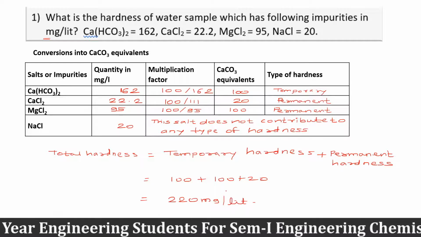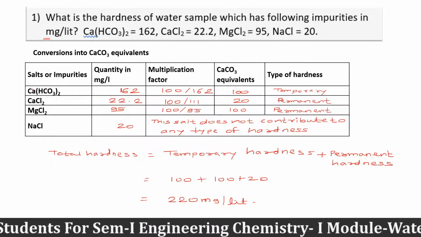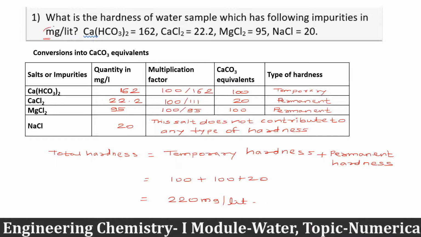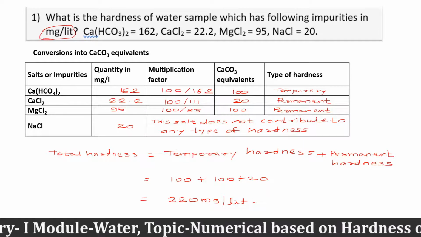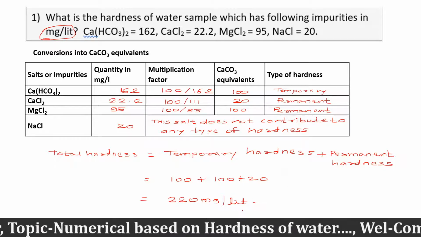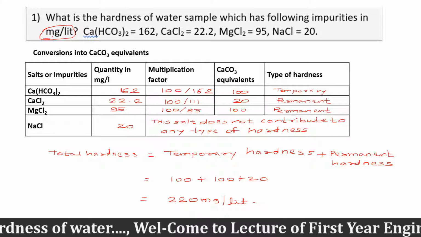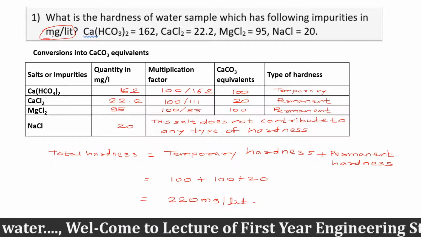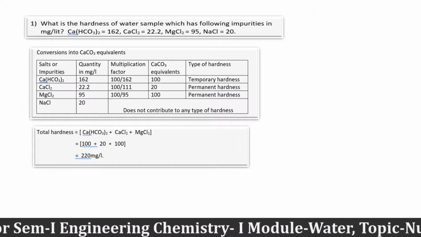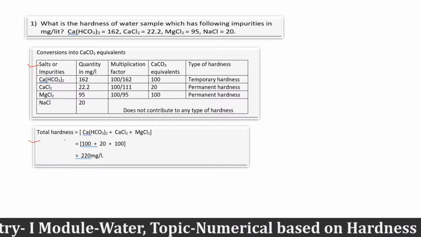Listen, in that numerical, all the quantities are given in terms of milligrams per liter, and because of that our unit is milligrams per liter. If these quantities are provided in parts per million, then our answer will also be in parts per million. So in that way, we calculate the hardness of a water sample.